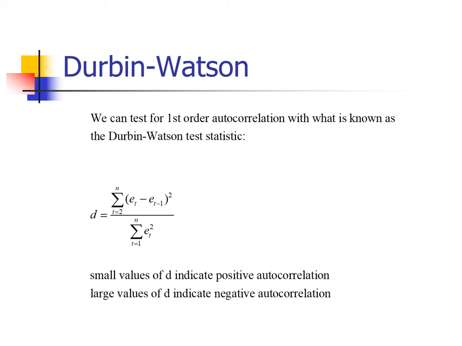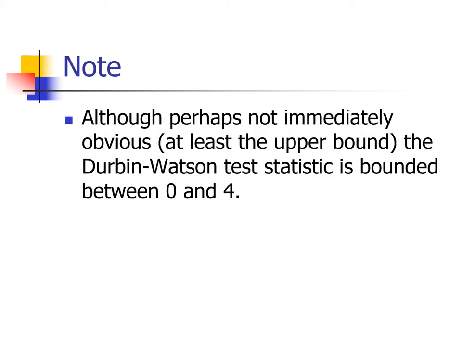Now, positive autocorrelation means if one's positive, the other's positive. If one's negative, the other's negative. And so in that sense, they're close to each other, and so their difference, their distance, is relatively small. Hence, we would expect a small Durbin-Watson test statistic. If it's negative autocorrelation, one of those we expect to be positive, one we expect to be negative. They're on opposite sides of zero, that is, they're sort of far away from each other. And so we expect it to be large. That should hopefully make a little bit of sense to us. And then here's what I already said about it being bounded between 0 and 4.